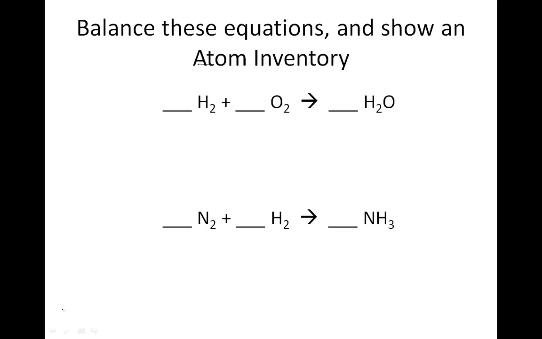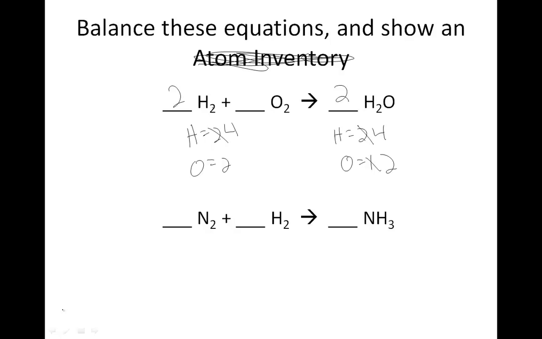Balance these guys. Show an atom. Yeah. Fancy pants word to make the little columns. H equals 2. O equals 2. H equals 2. O equals 1. So what doesn't balance is my oxygens. If I throw a 2 here, notice how it messes things up. Gives me a 4 and a 2. Now to get 4 hydrogens on this side, I put a 2 right here. 2 times 2 is 4. And again, this is multiplied, not added.